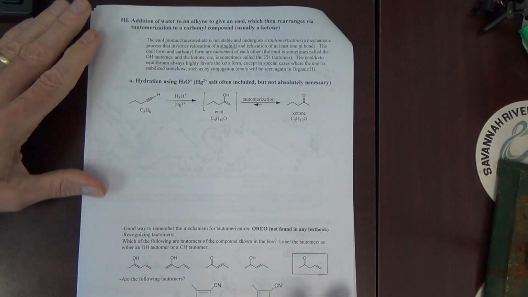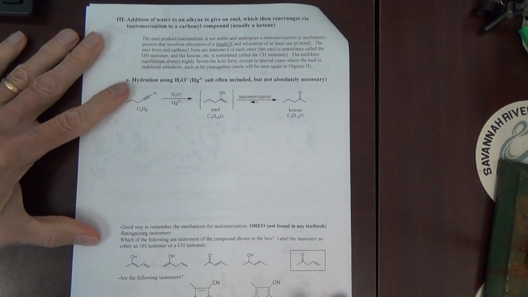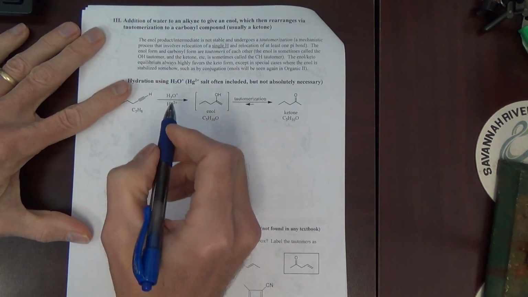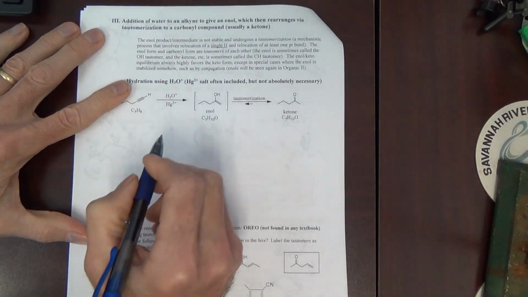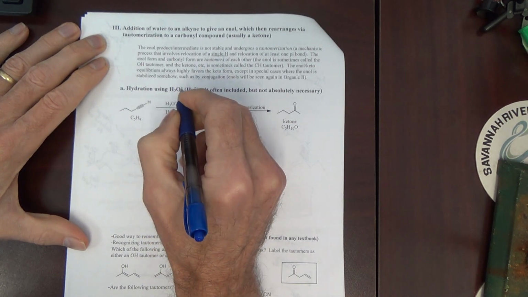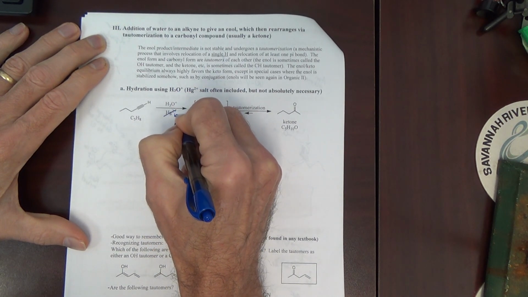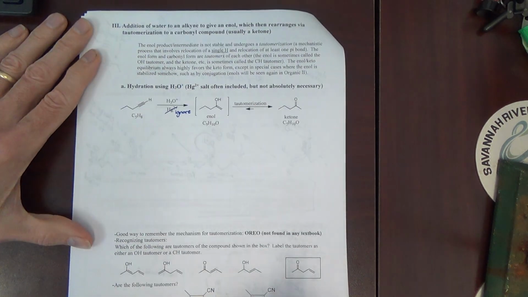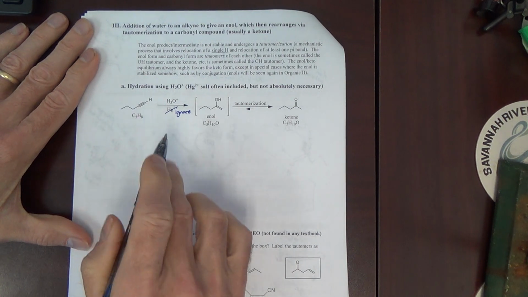Let's look at hydration of alkynes. This is often done including mercury. Okay. I'm going to tell you to just ignore it, because we're going to do the mechanism just ignoring it.